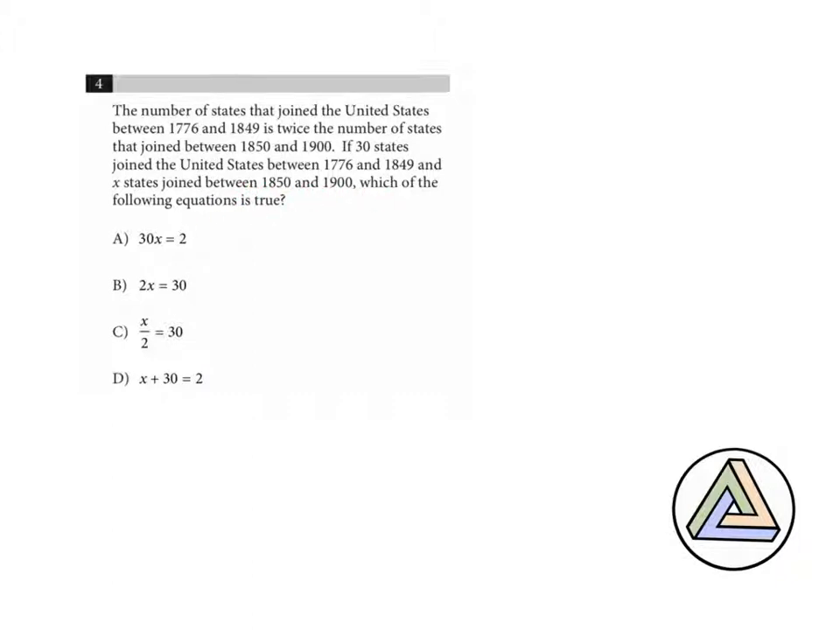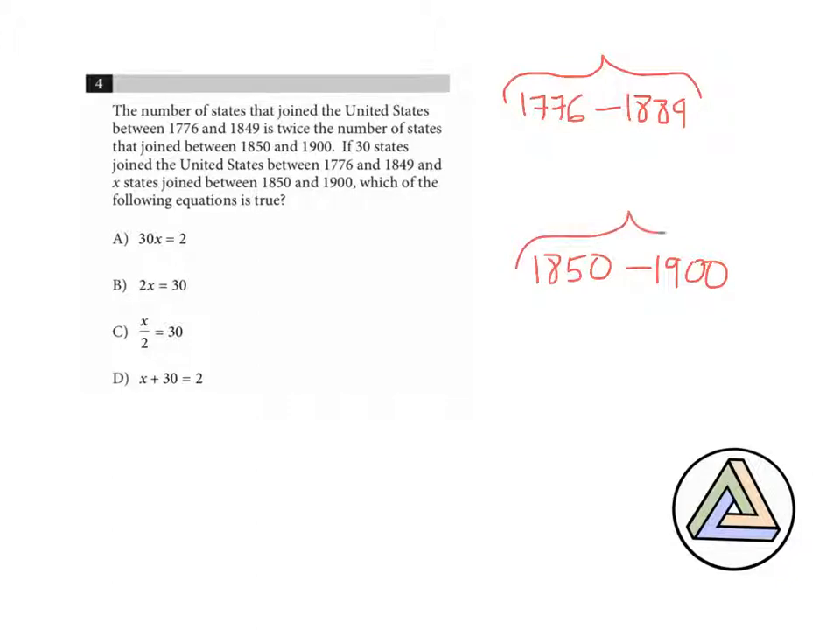So this is a classic example of a problem that is really not that hard, actually, but it's annoying to read. So from 1776 to 1849, we had a certain amount of states joining, and from 1850 to 1900, we had a certain amount of states joining.